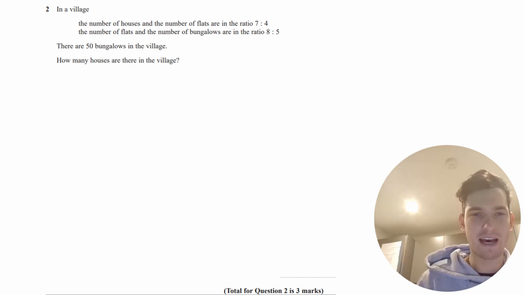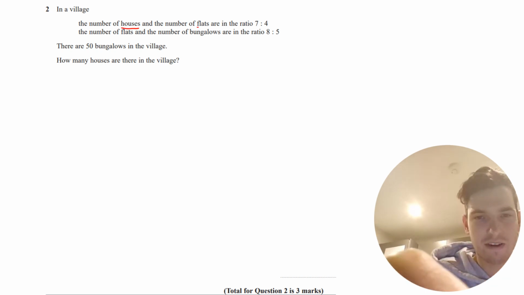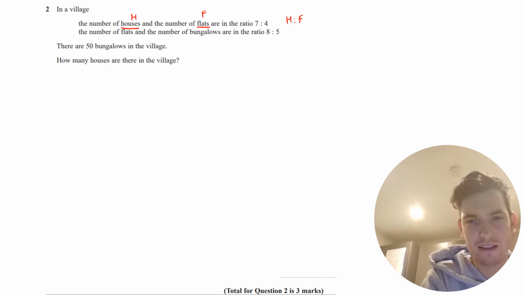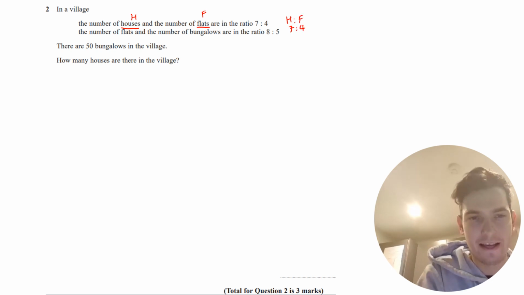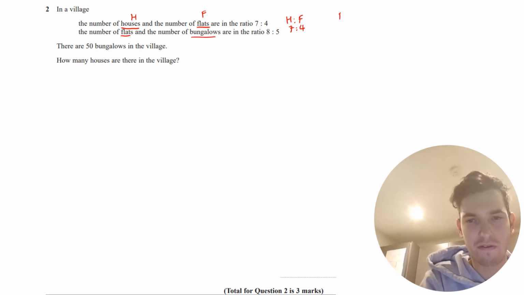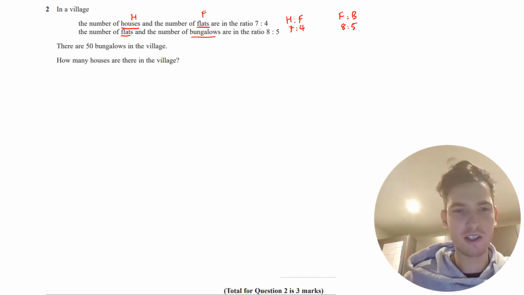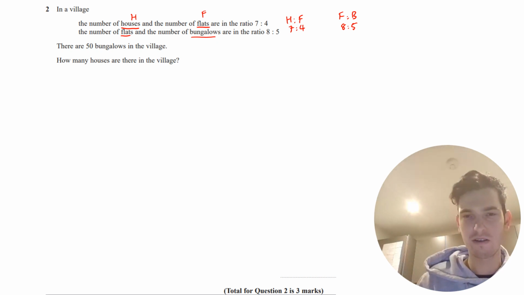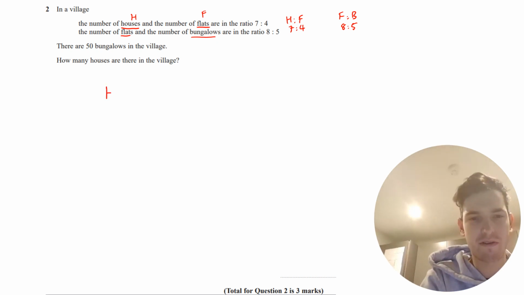In a village, the number of houses and the number of flats are in the ratio 7 to 4. Okay, so houses to flats, call that H, call that F. So houses to flats is 7 to 4. And the number of flats and the number of bungalows is 8 to 5. So flats to bungalows is 8 to 5. And it tells me there are 50 bungalows in the village. So a number of ways to do this one. Let's start off by writing my ratios a bit bigger down here.